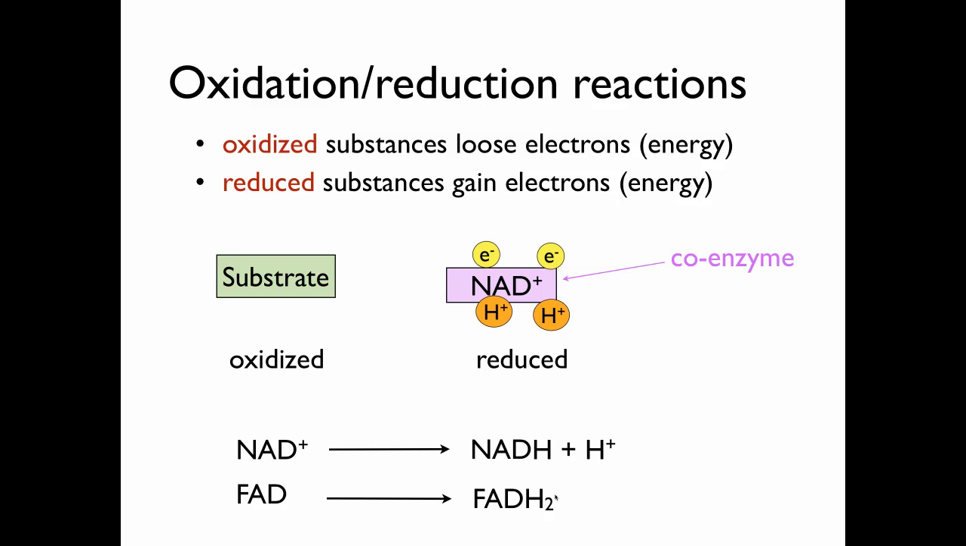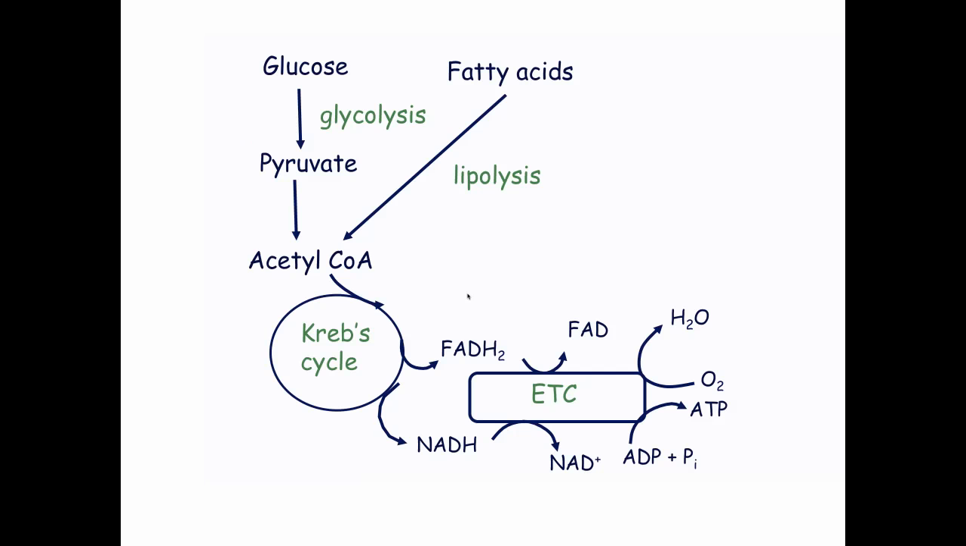What this is allowing is the transfer of electrons from the substrate to a coenzyme. And that coenzyme then enters the electron transport chain, which we'll talk about in future videos. This slide provides an overall summary of what we're going to be covering in future videos. So if it doesn't make sense at this point, don't worry, it will become clear as the videos go on.